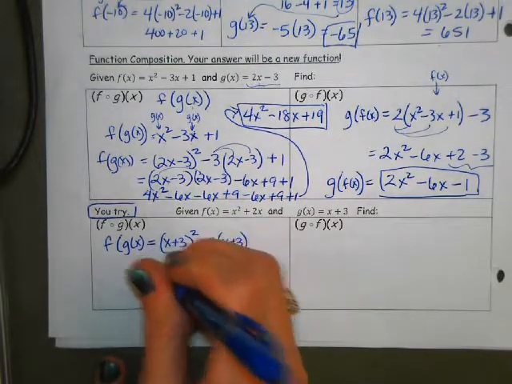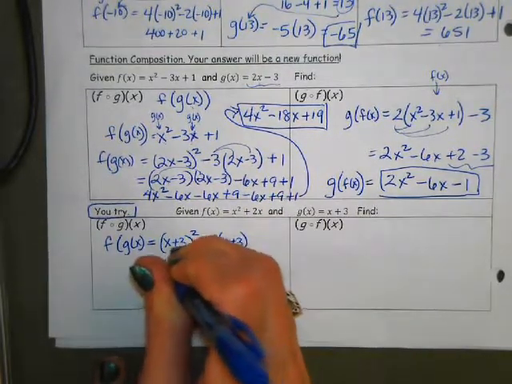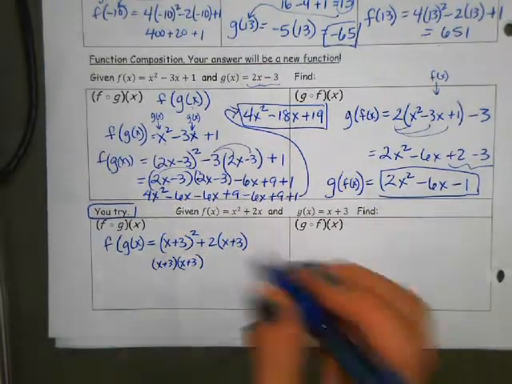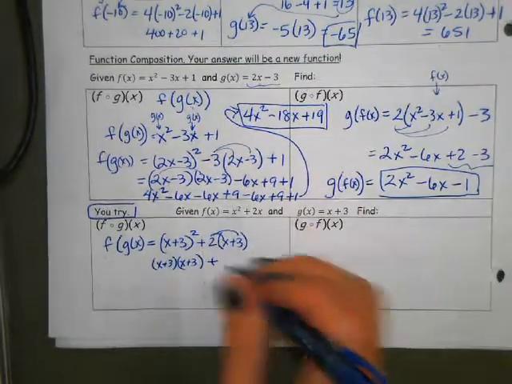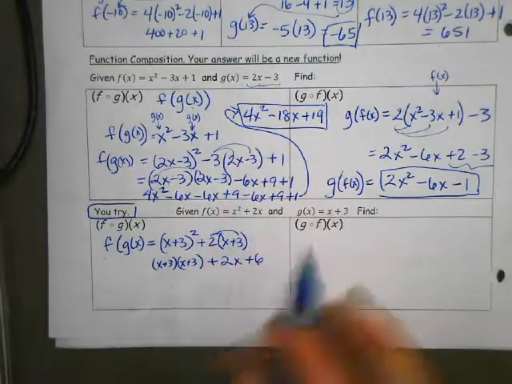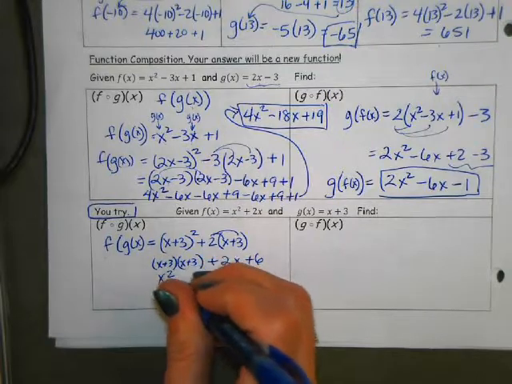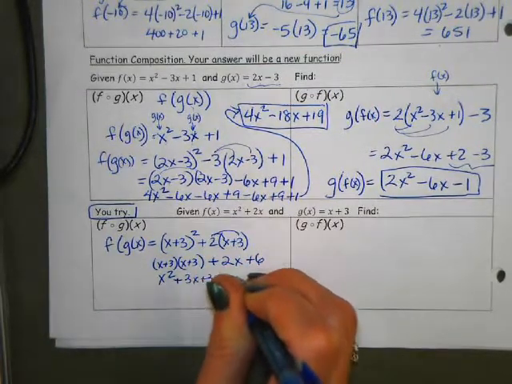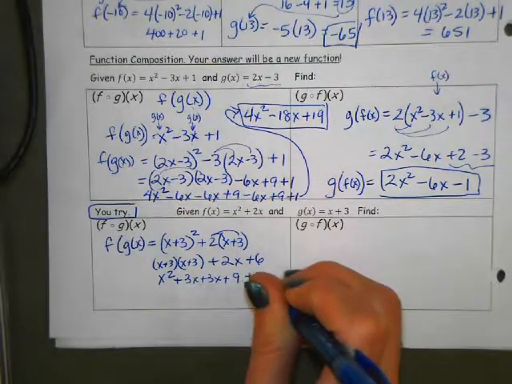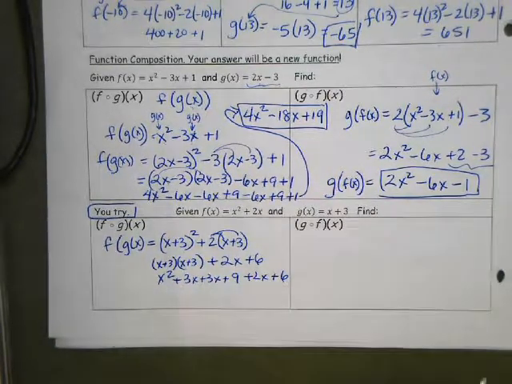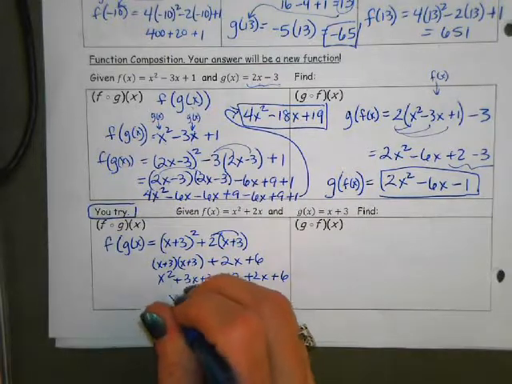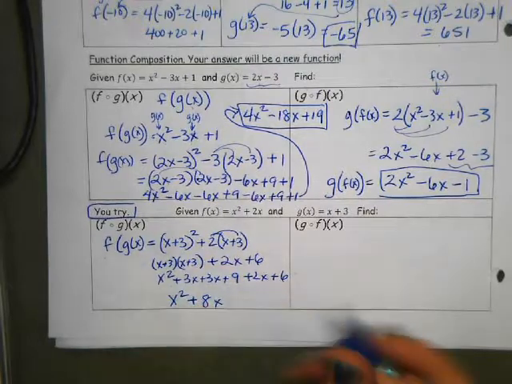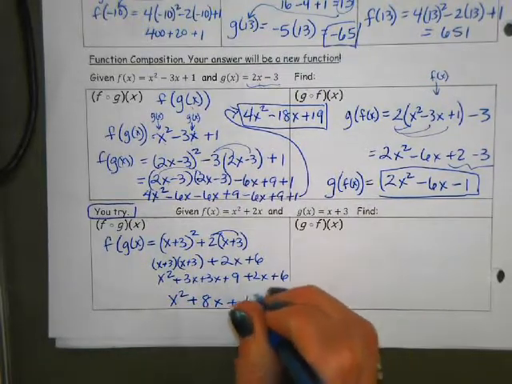So now I want to just go ahead and do the basic math of this. That's squared, so that gets multiplied twice. And then this gets distributed this way, so it's 2x plus 6. So this becomes x squared plus 3x plus 3x plus 9 plus 2x plus 6. And when I combine all my like terms, I get x squared plus 8x plus 15.